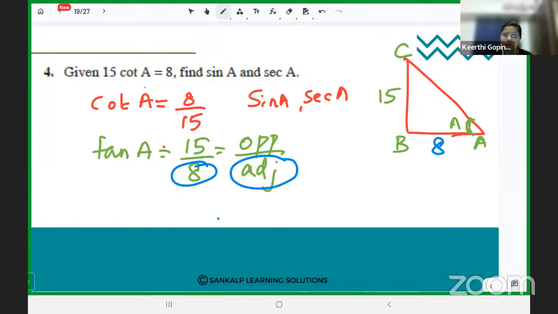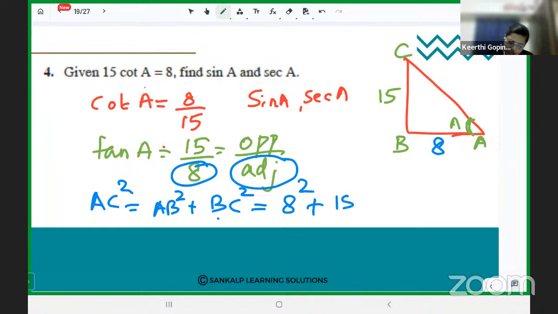So if you want to find out sin A, we need the hypotenuse. So again, we need to apply Pythagoras theorem in order to find out the value of AC. So AC square is equal to AB square plus BC square, right? So that is equal to, AB means 8, right? 8 square plus 15 square. 8 square is 64 and 15 square is 225. So 64 plus 225.